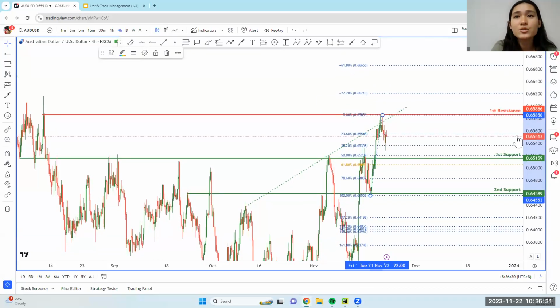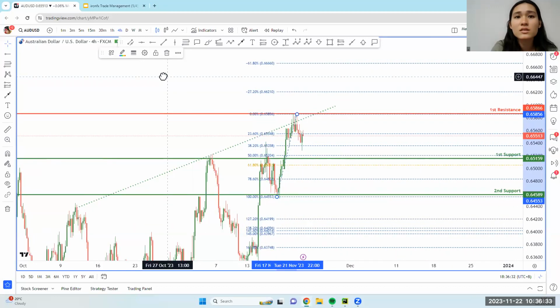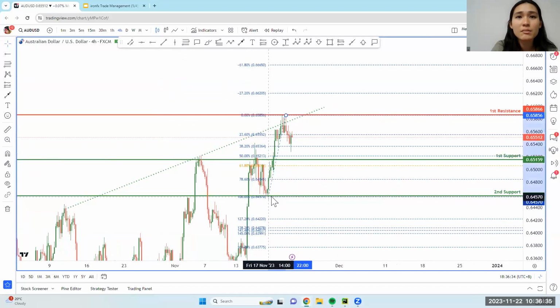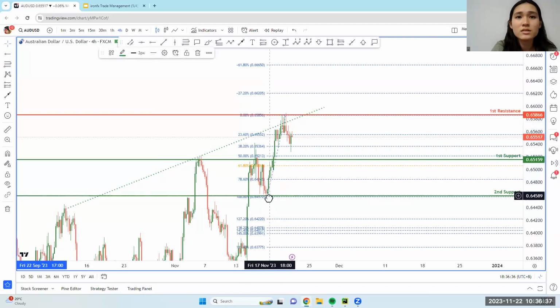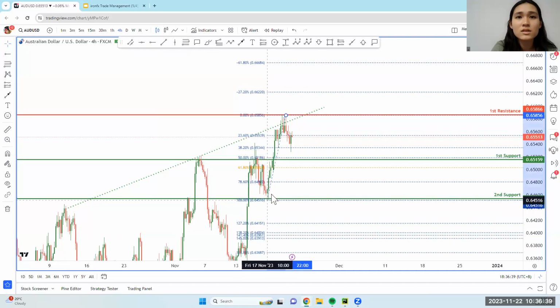Okay, if I zoom in really closely, I can see that my 50% level lines up nicely with my first support. Okay, so I'm gonna keep that.